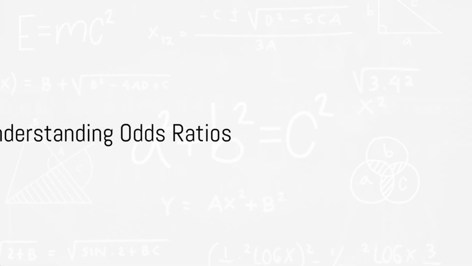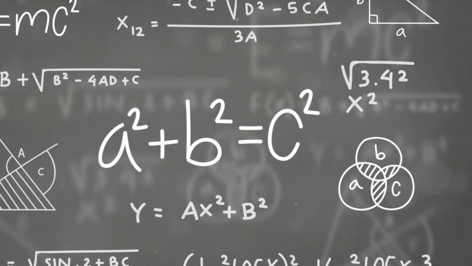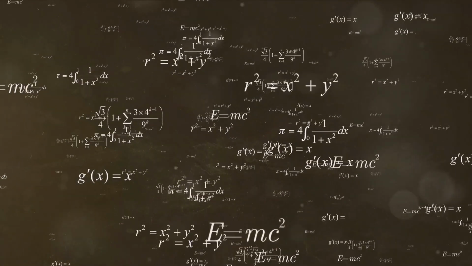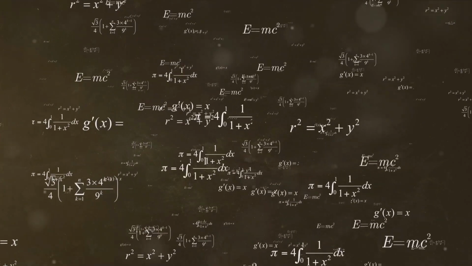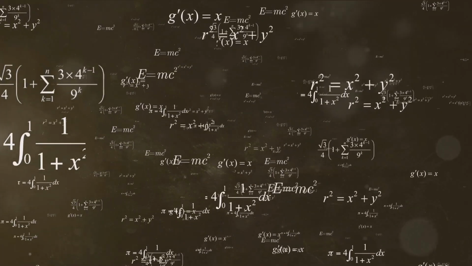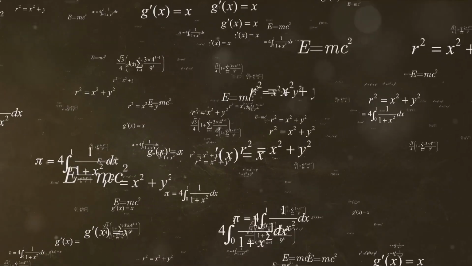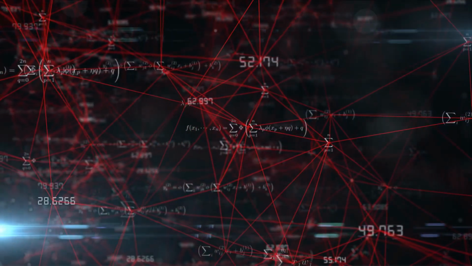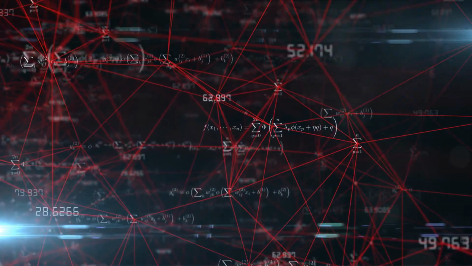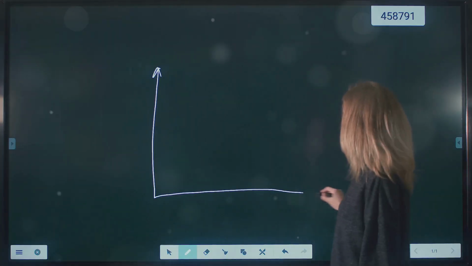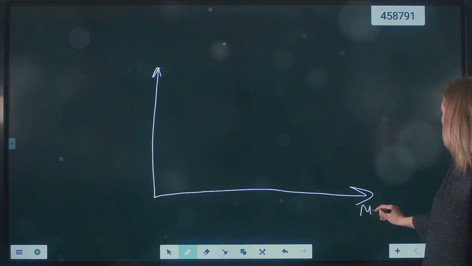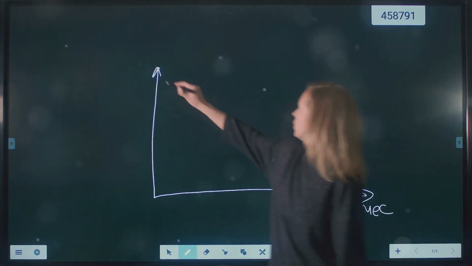Next, we delve into the realm of odds ratios. Now, what are odds? They are simply the probability of an event happening versus it not happening. For example, if an event has a probability of 0.75, the odds of that event would be 3 to 1. The odds ratio in logistic regression is a way of expressing the odds of an event in terms of the independent variables. It's like saying, for every increase in X, we expect the odds of Y happening to increase or decrease by a certain factor.